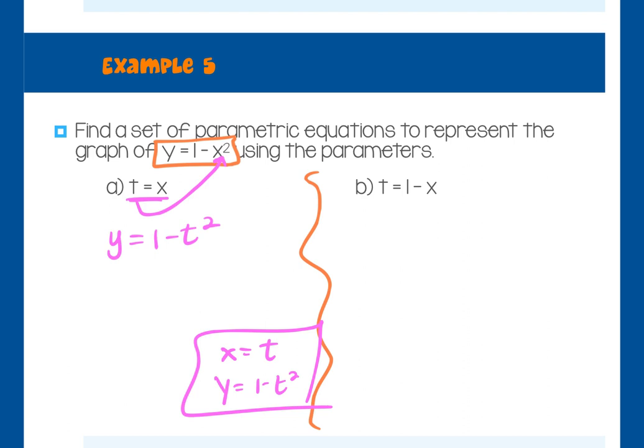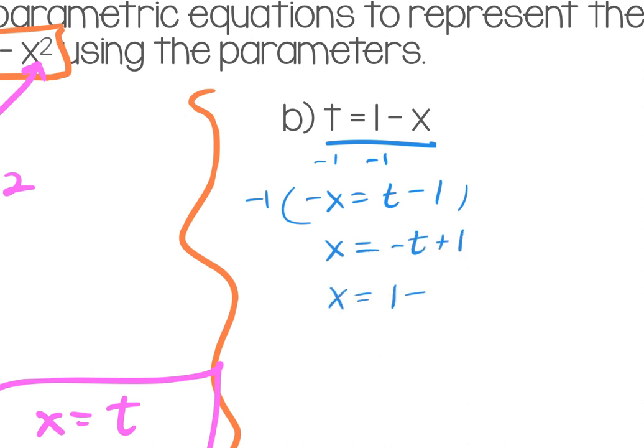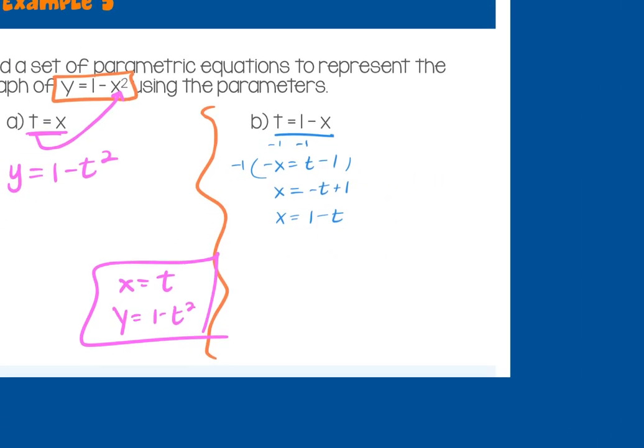Same set of instructions for B. Find the set of parametric equations to represent the graph of y equals 1 minus x squared using the parameters. This time, t equals 1 minus x. So now I have to do a little work. I have to isolate the x. If it was a y there, I'd isolate the y, okay? But this time I'm isolating the x. So I can subtract the 1, negative x would equal t minus 1, and then I can multiply by negative 1 or divide. And I get x equals negative t plus 1, or x equals 1 minus t. That's one part of your answer.